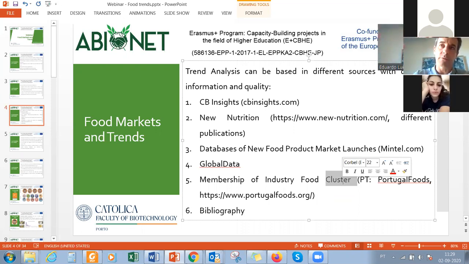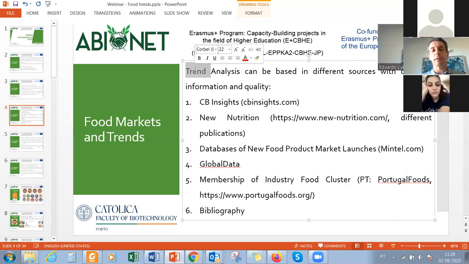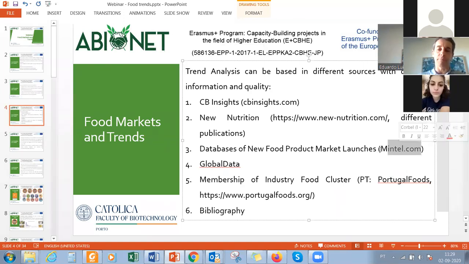access to some kinds of services. And one of the services they have is this one of trends. They can search for trends. They subscribe to Mintel, that is quite expensive for us, but they subscribe for the whole group of associates, and we can ask them for a search of trends in a certain sector.